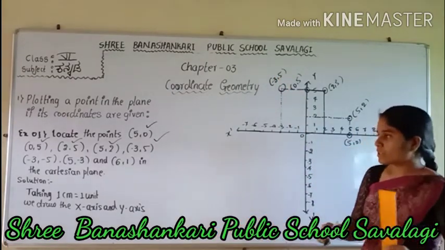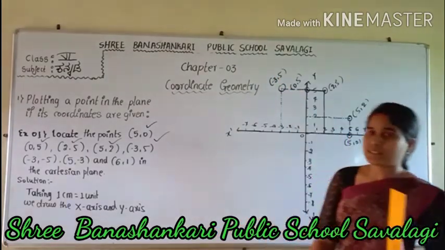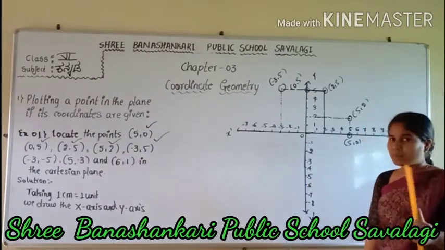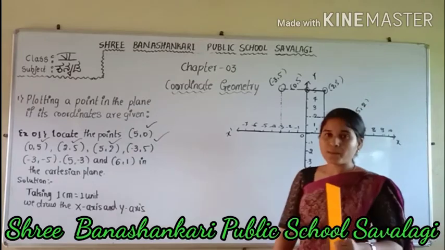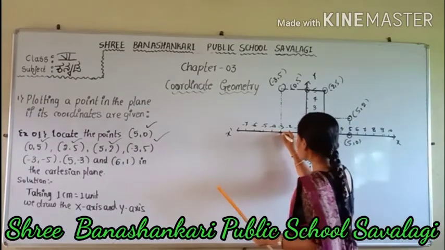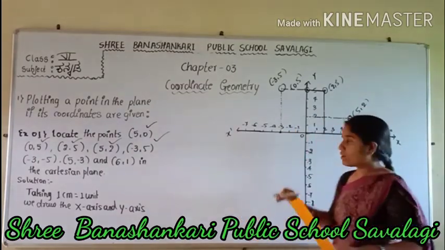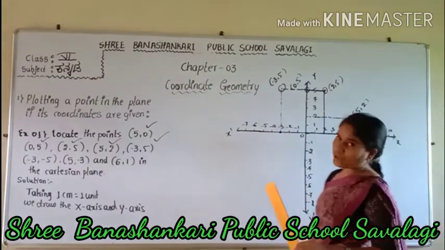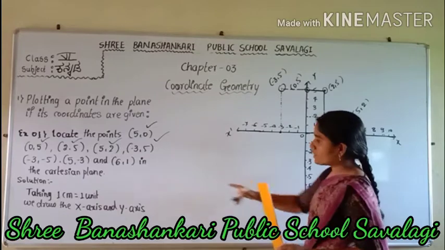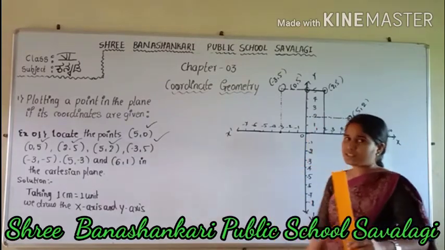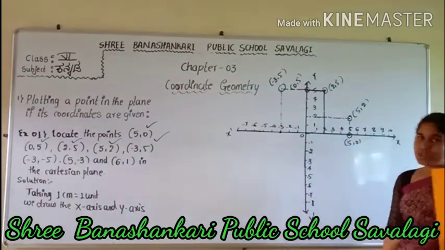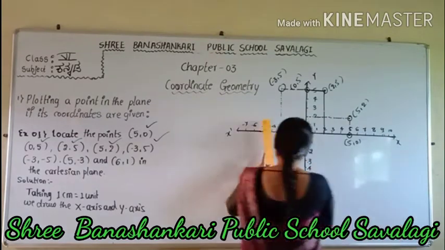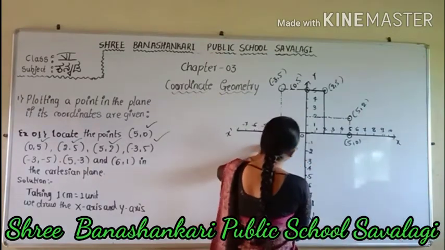And next we go for another point, that is minus 3 and minus 5. Here the x coordinate is minus 3 and the y coordinate is minus 5. Minus 3 is the location on the negative direction of the x axis, and minus 5 is on the negative direction of the y axis. Here it is the minus 5, and now join these 2 points.